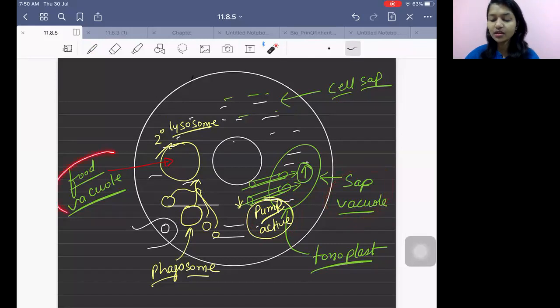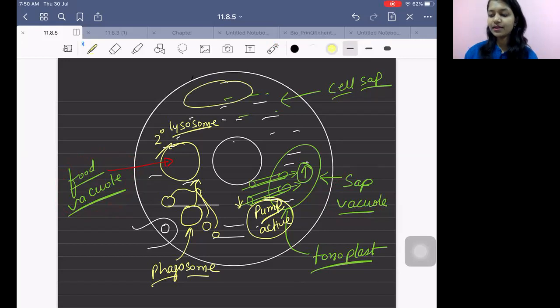The other one we learned food vacuole. Right? Now let's say there is a vacuole which is empty. There is a vacuole which is empty. Okay? Empty means gases are there. Gases, empty. Right? Now, these will help in what? Providing buoyancy.